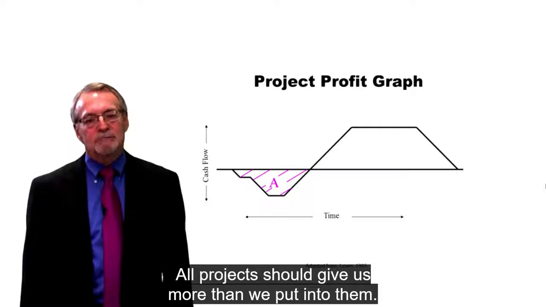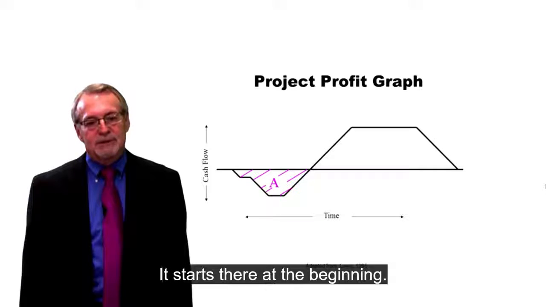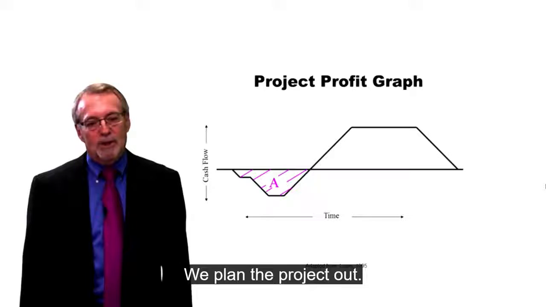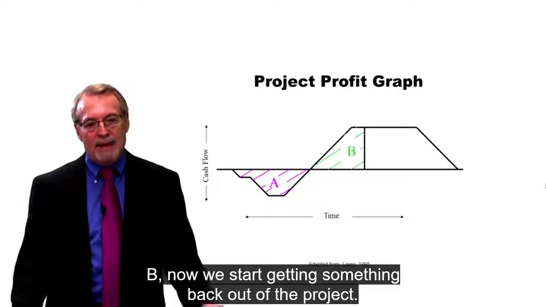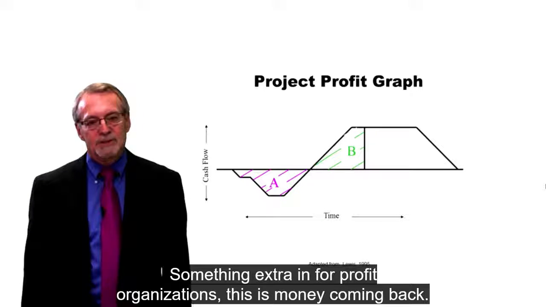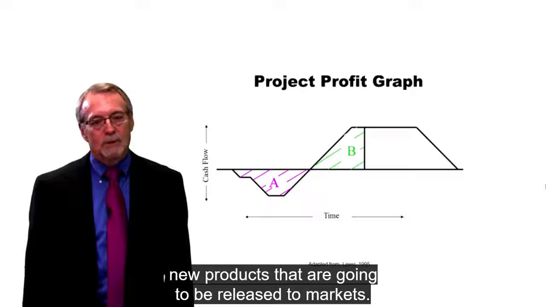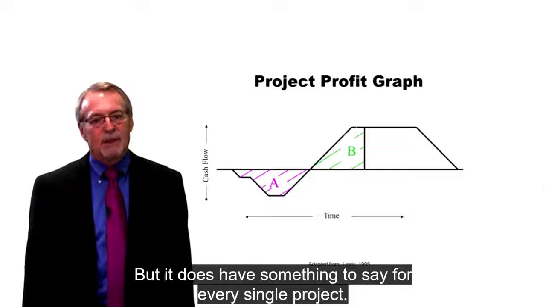All projects should give us more than we put into them. A, this is the investment in the project. It starts there at the beginning. We run this project through a selection process and say, yes, we'll do this project. We plan the project out. We execute the project. And now the project is underway. So A is our investment in the whole thing. B, now we start getting something back out of the project, something extra. In for-profit organizations, this is money coming back. In fact, this curve is laid out for new products that are going to be released to market, so new product development. But it does have something to say for every single project.